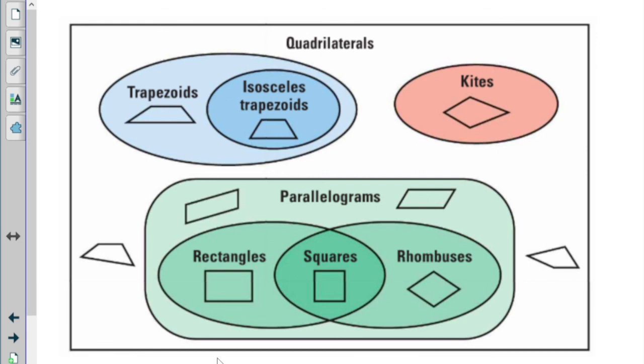Some of them are just parallelograms. If we know all the angles are the same, then they're rectangles. If we know all the sides are the same, then it's a rhombus. And if we know both, then it's a square.